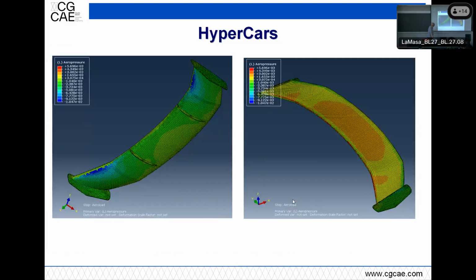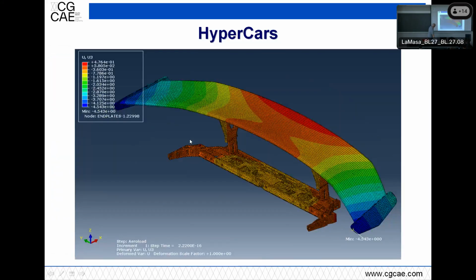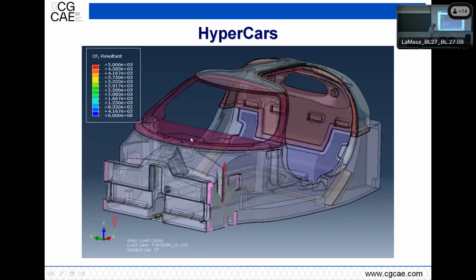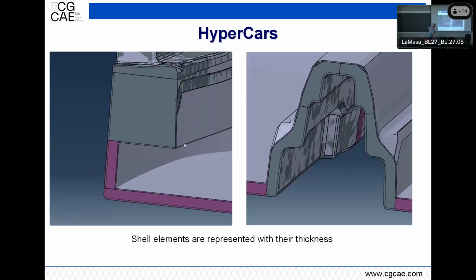Again, wings for hypercars. I think this was an aftermarket part for Lamborghini. Nothing really special in this case. They are super safe. They don't care too much about the weight. This was another hypercar based on the Alfa Romeo 4C monocoque, and they built their own parts.